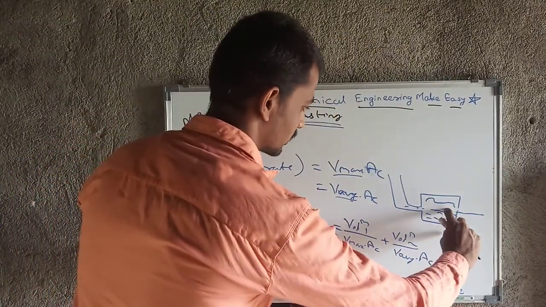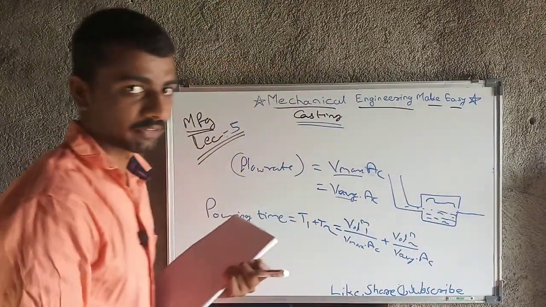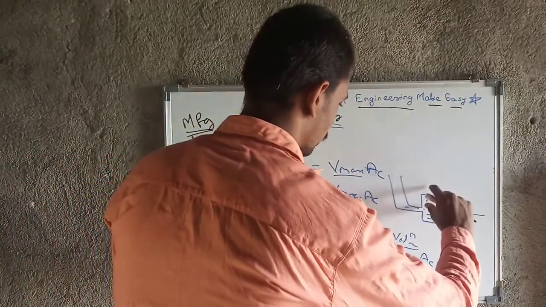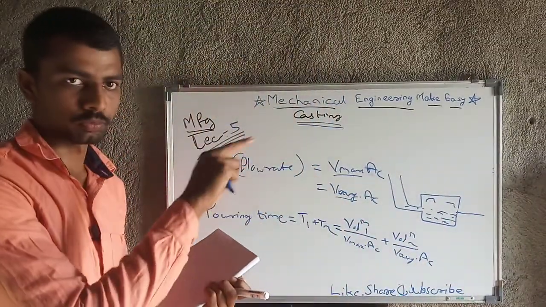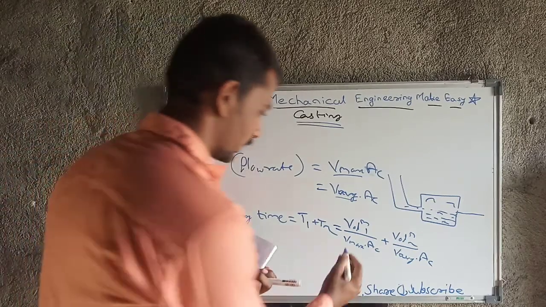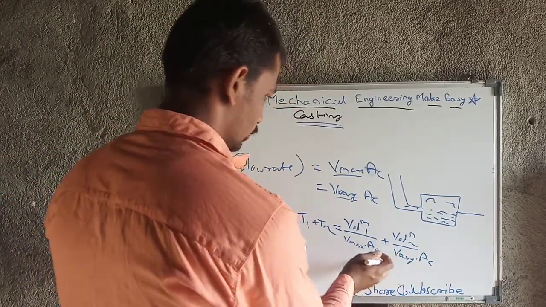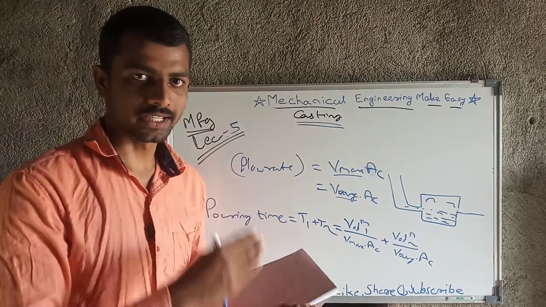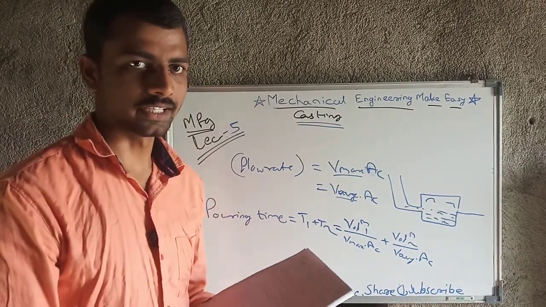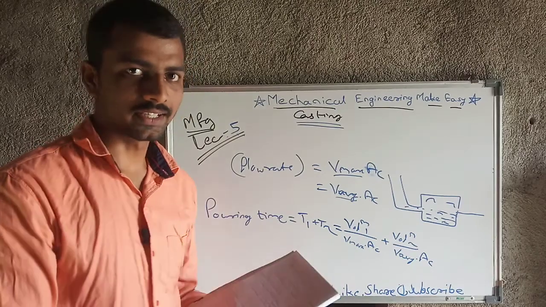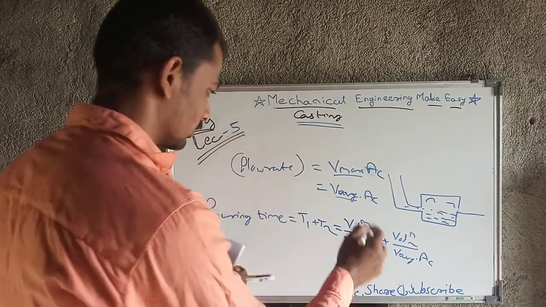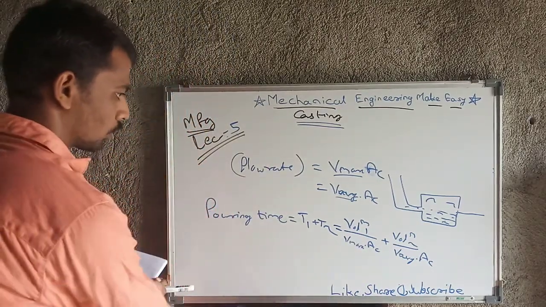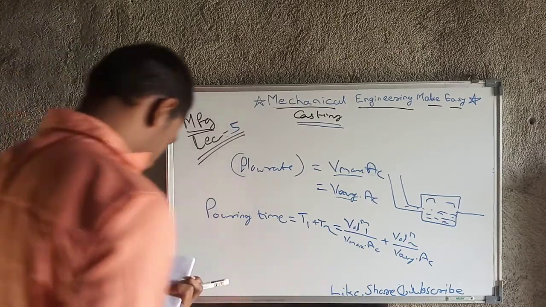What is volume 1? Volume 1 is nothing but the drag portion's volume of cavity. And what is volume 2? Volume 2 is nothing but the cope portion cavity's volume. Okay, maximum velocity, choke area. You know choke area. Choke area is nothing but the minimum of sprue area, runner area or ingate area. In between these three areas, whichever area is minimum, that area is the choke area. Okay, note down all these formulas.